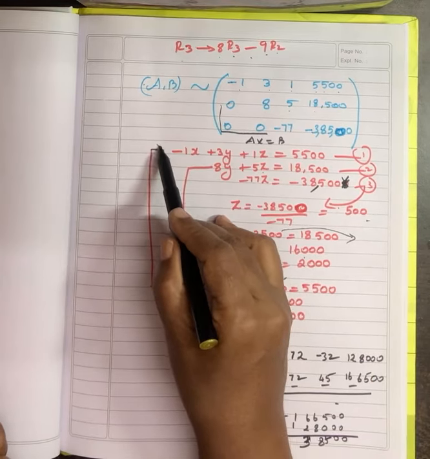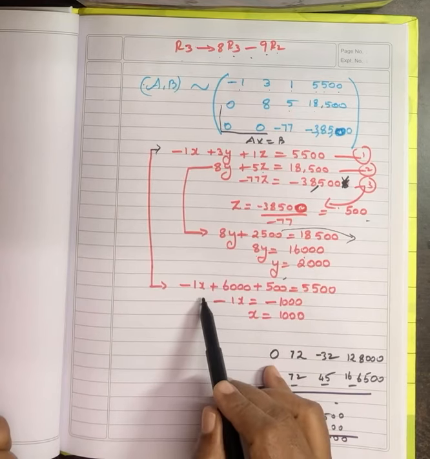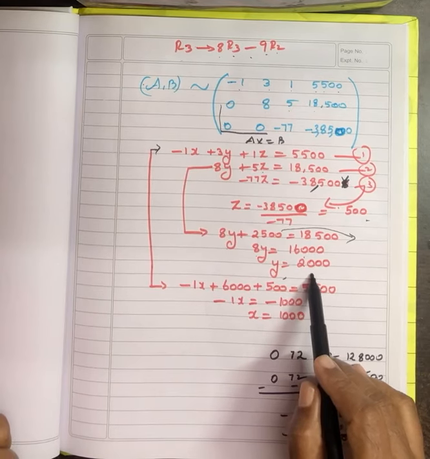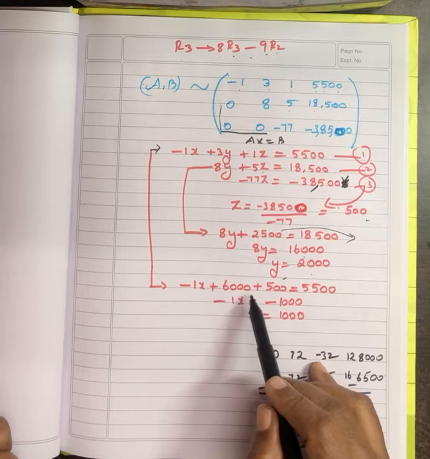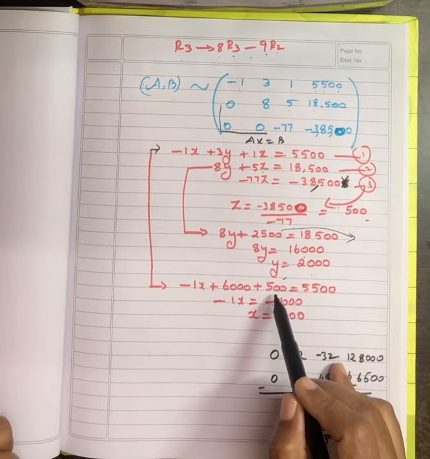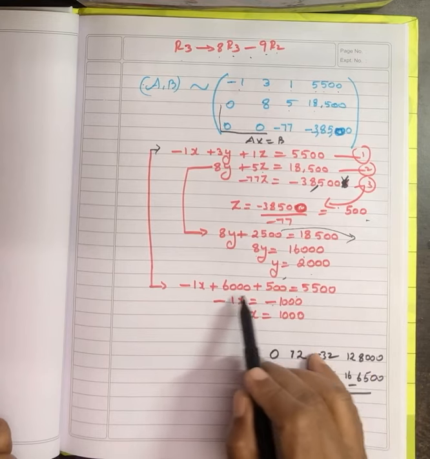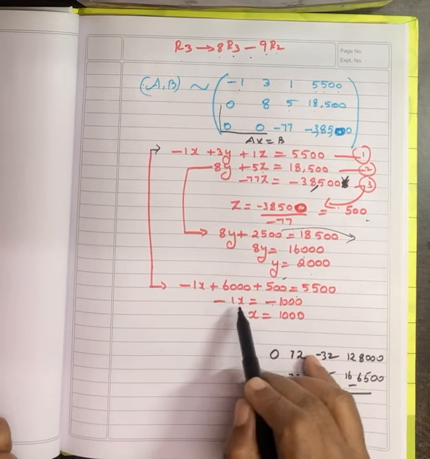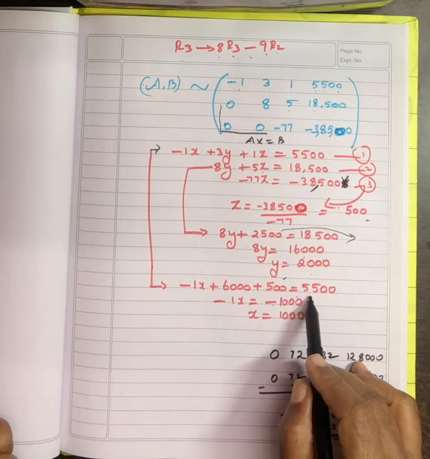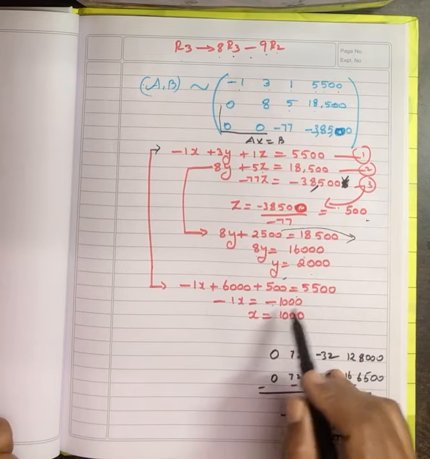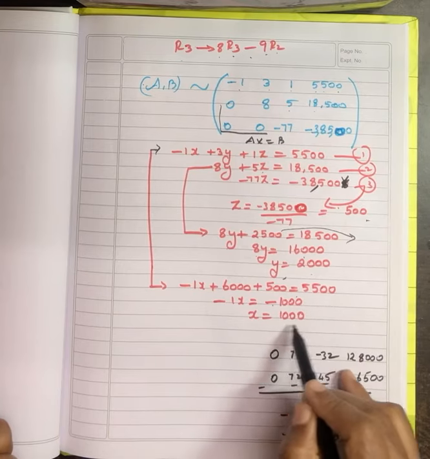From the first equation, take the first equation, minus 1x. Instead of y, 2,000. So it is 6,000. Instead of z, it is 500 equal to 5,500. Here it is 6,500. So minus 1x equal to 5,500 minus 6,500. It is minus 1,000. So x equal to 1,000.